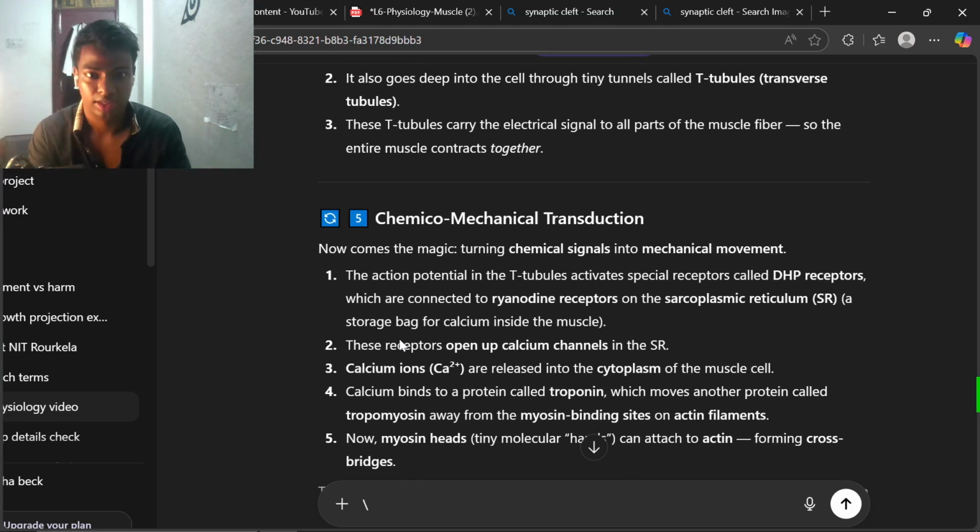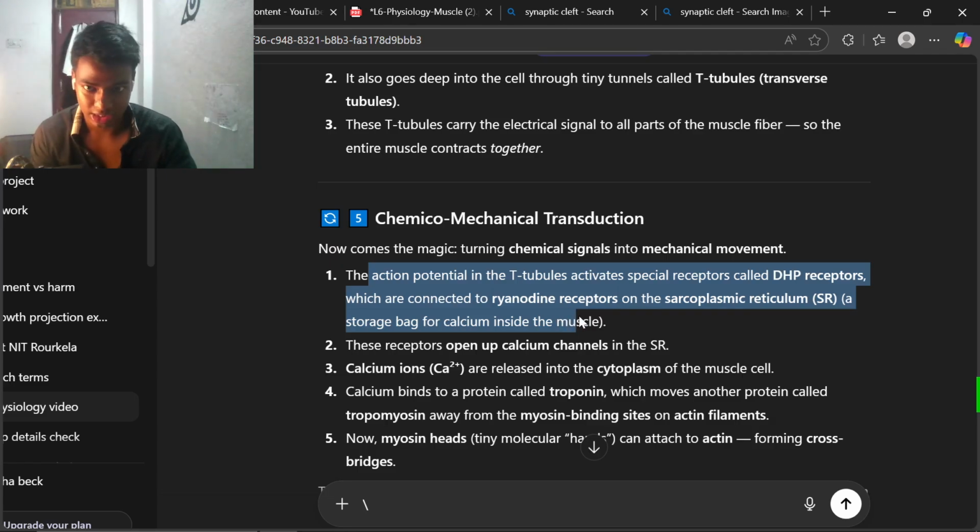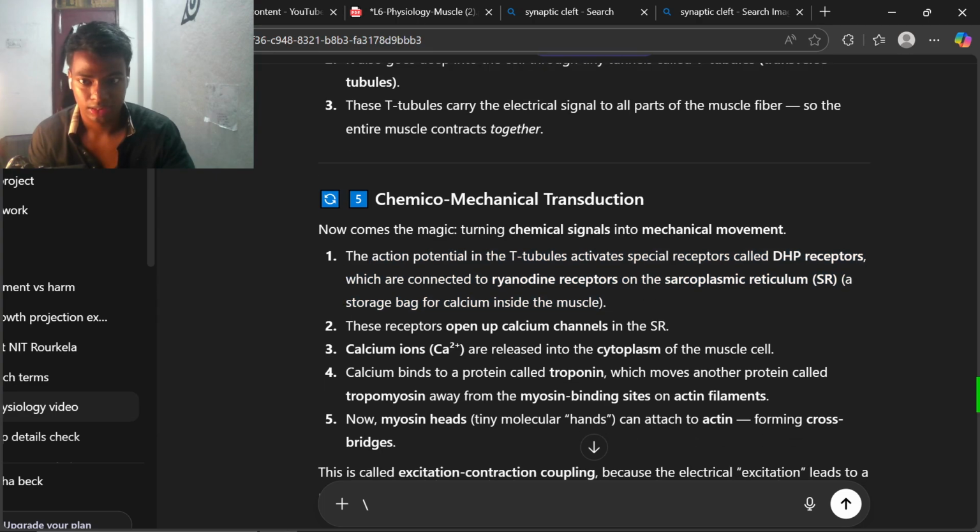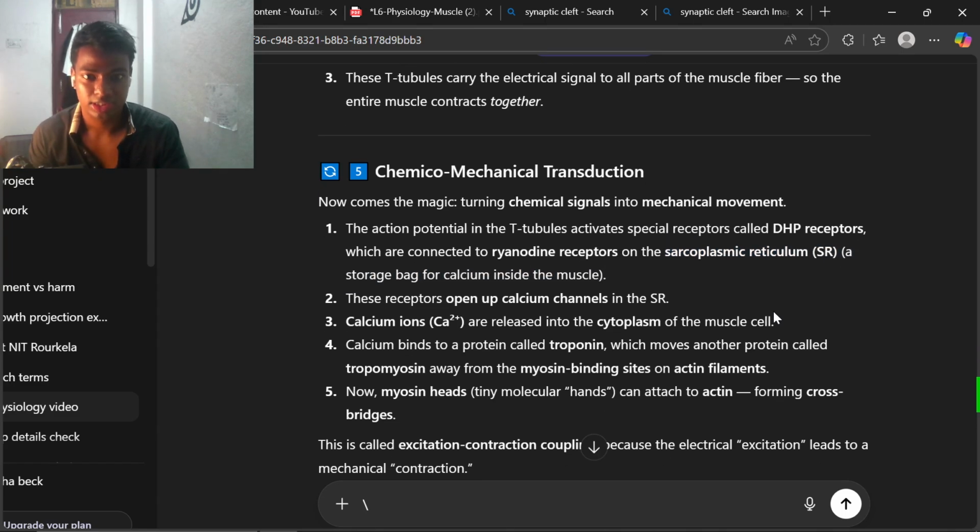This action potential in the T tubules activates special receptors called DHP receptors, which are connected to the sarcoplasmic reticulum, the storage bag for calcium inside the cell. The endoplasmic reticulum stores calcium inside the cell. This receptor opens up the calcium channel, and calcium ions are released into the cytoplasm. Calcium binds to a protein called troponin, which moves another protein.